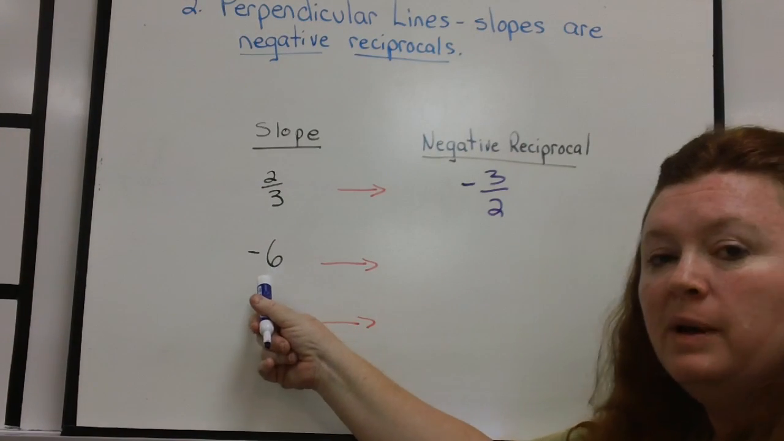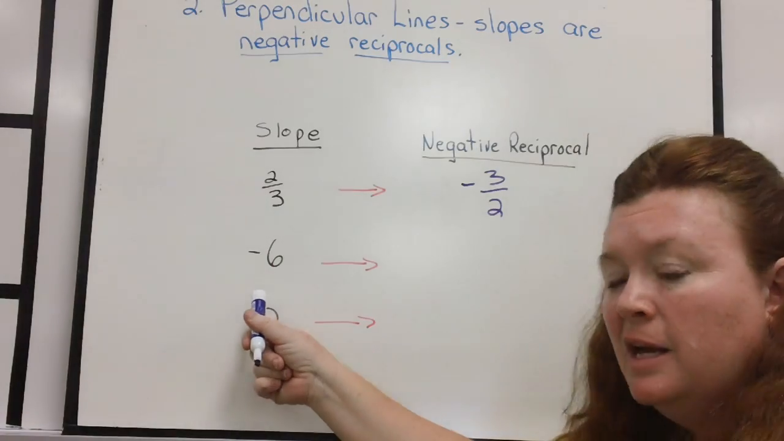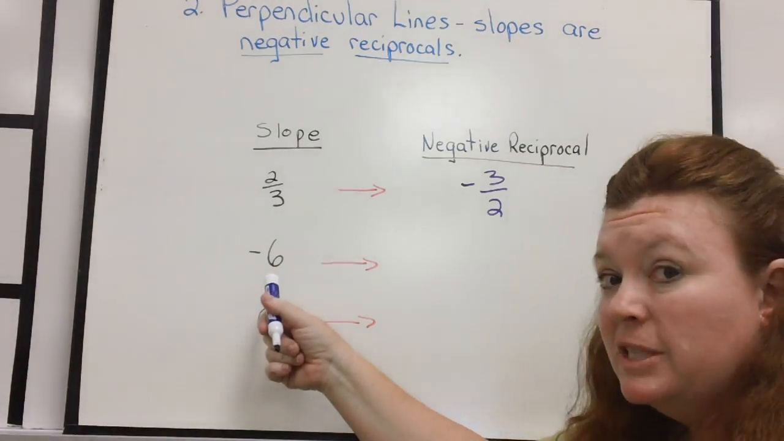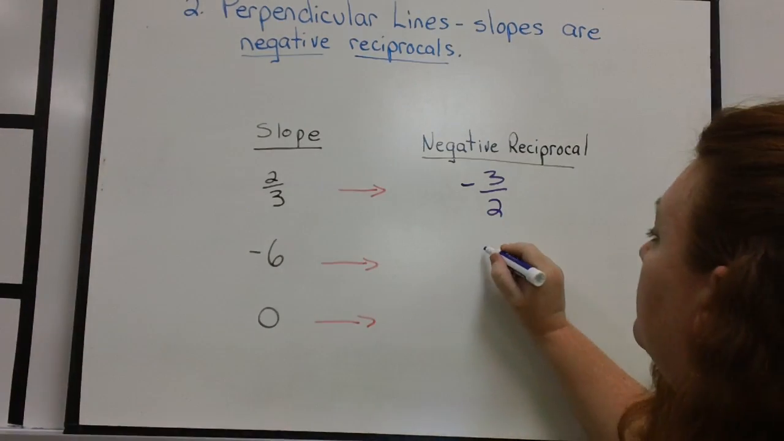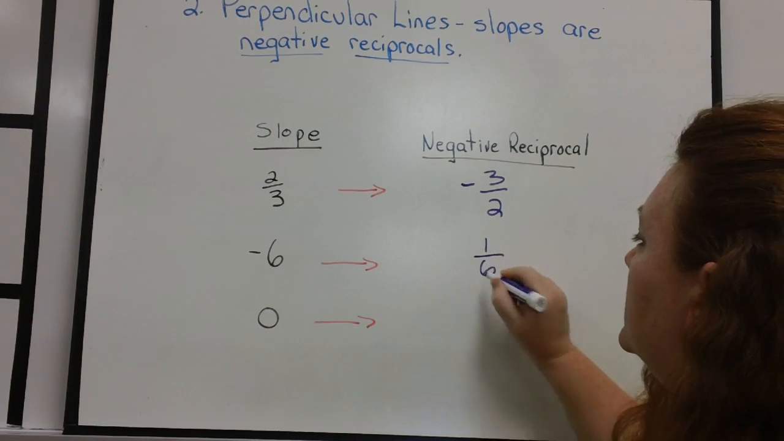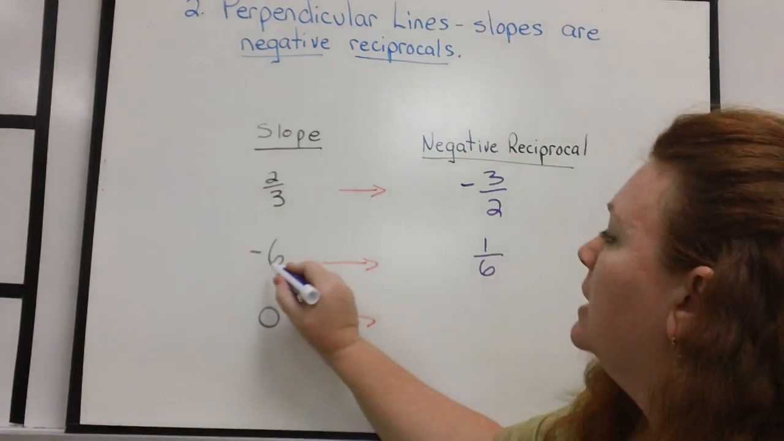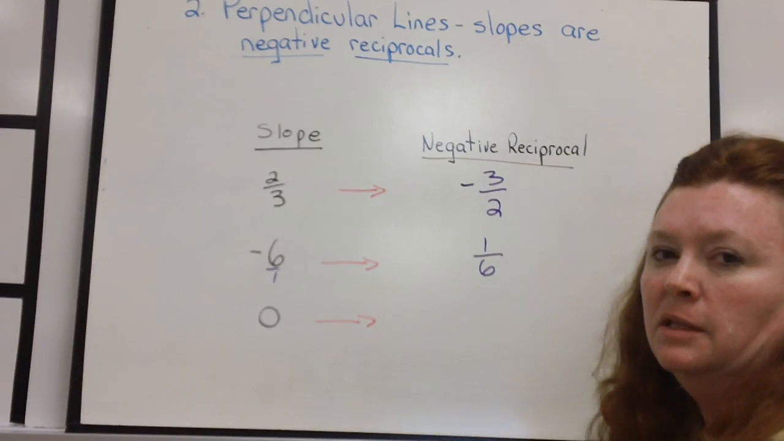If I had a slope in one line of a negative 6, a slope that is a negative reciprocal of that would be a positive 1/6. Because you have to think of it as 6/1. Then you can flip it.